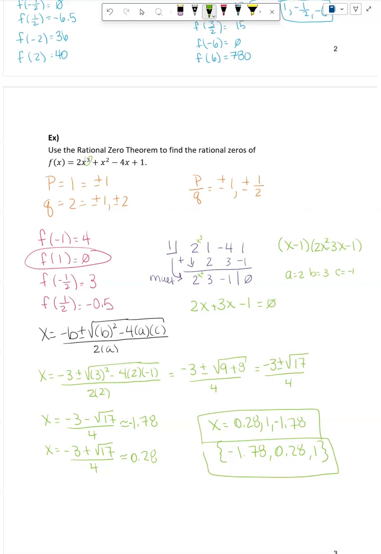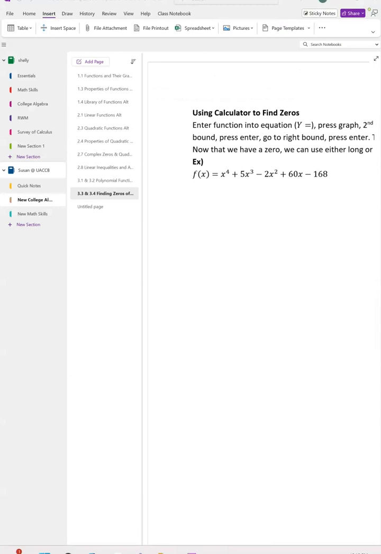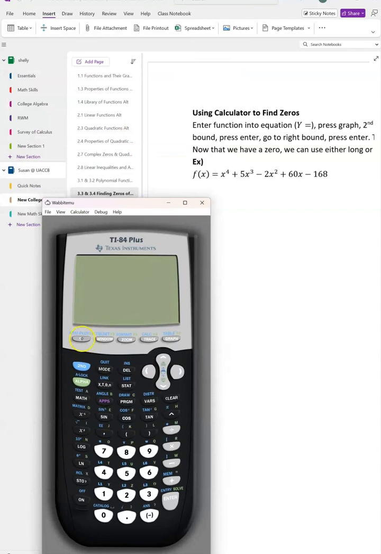I think we have one more we're going to see using the calculator, so let's do that real quick if we can get it all together on this one sheet. So enter the function into y equals, right, and press second trace. Okay, y equals. So let's do x to the 4th. I'm sorry, it's such a long video, guys. 5x cubed. Oops.